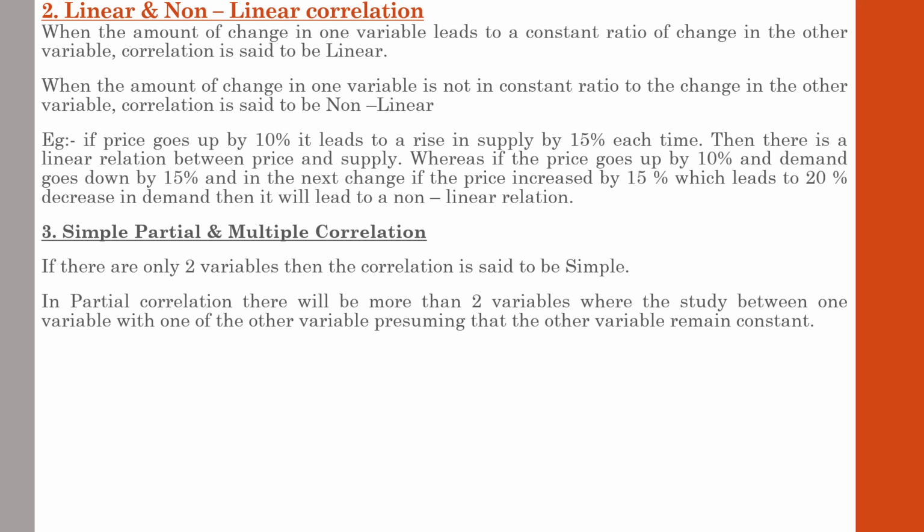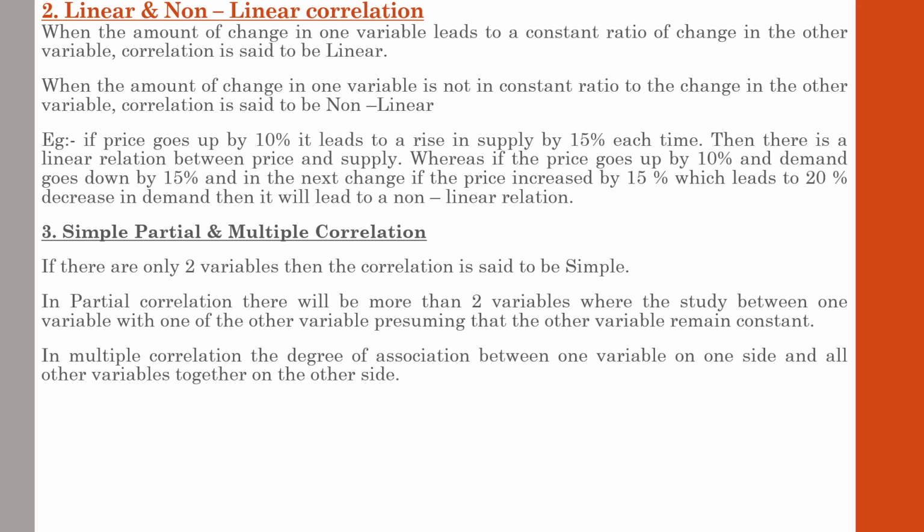Partial correlation and multiple correlation are almost similar. In both concepts, the common factor is that there will be more than two variables. But the difference is that in partial correlation there will be analysis of one variable with another variable, and the other remaining variables will remain constant. Constant means no change. That is the concept of partial correlation.